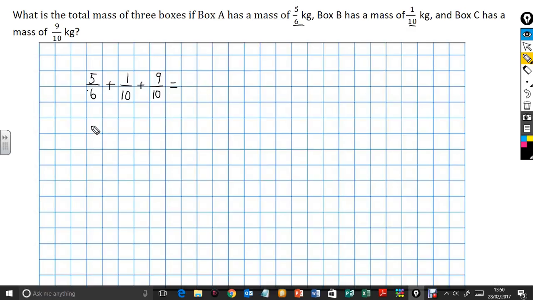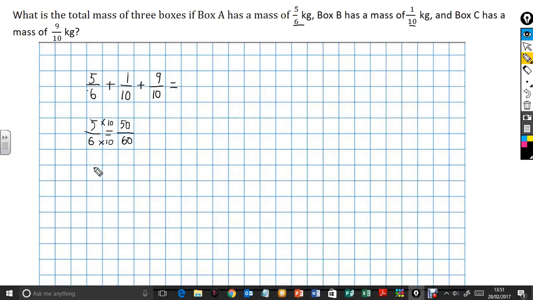Okay, let's have a look at the 5/6 first, and let's convert that into 60ths. What do we have to multiply 6 by to get to 60? Well, we have to multiply it by 10. And what we do to the bottom, we need to do to the top. What we do to the denominator, we have to do to the numerator. So I'm going to multiply that by 10, and that is then going to give us 50. So 5/6 in 60ths is 50 60ths.